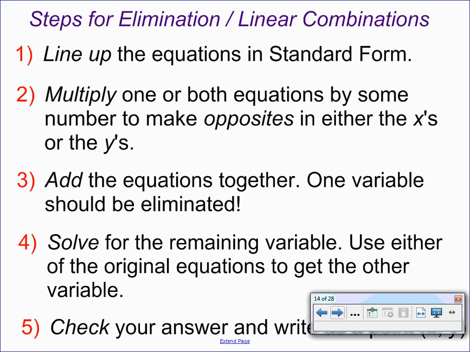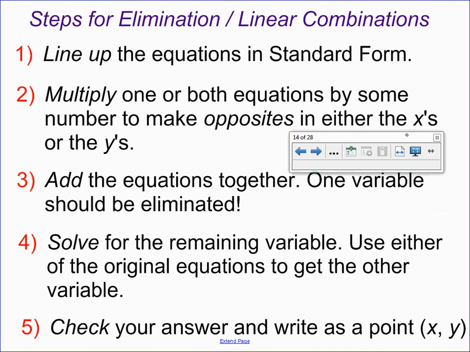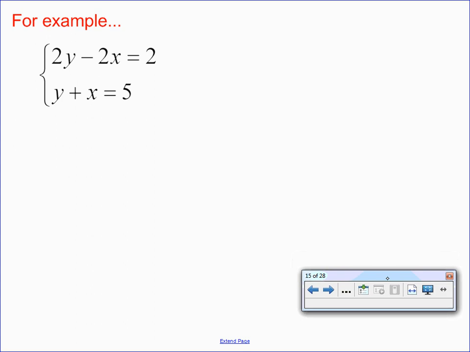And so our steps for the elimination or linear combination method. First, we're going to line up the equations in standard form. Then we're going to go ahead and multiply one or both by some number if necessary to make exact opposites in either the x's or the y's. Third step is my favorite step. We'll go ahead and add those equations together, and one of the variables will be eliminated. And that's why it's called the elimination method. We'll solve for the remaining variable and use either of the original equations to get the other. And then we'll, of course, check our answer as a point x comma y. So let's go ahead and see what it looks like. Just watch for a minute.